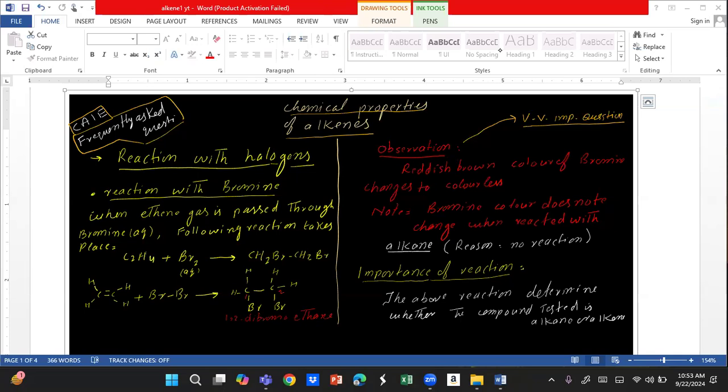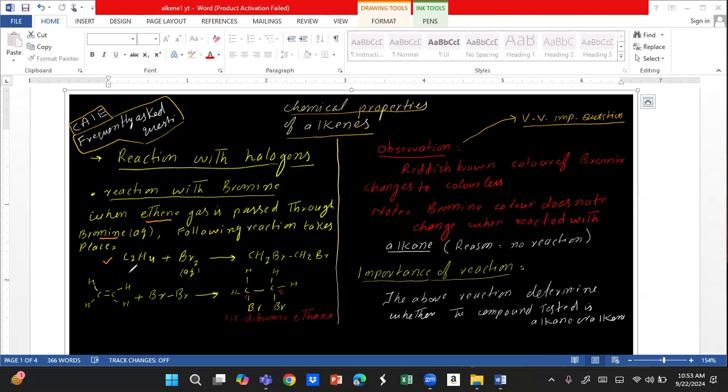Today we are going to talk about remaining chemical properties of alkenes exemplified by ethene. Okay, so let's start with it. So we will be talking about reaction of alkenes with halogens first. So you see, whenever ethene is passed through a bromine water, the following reaction will take place.